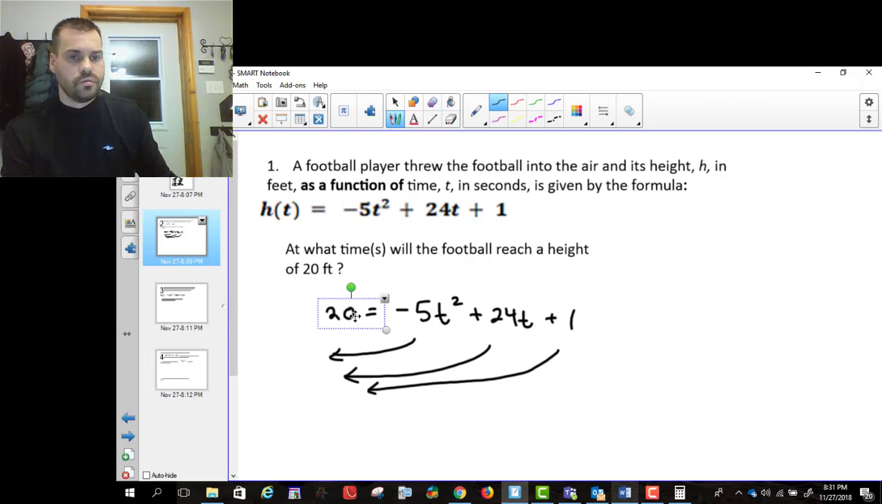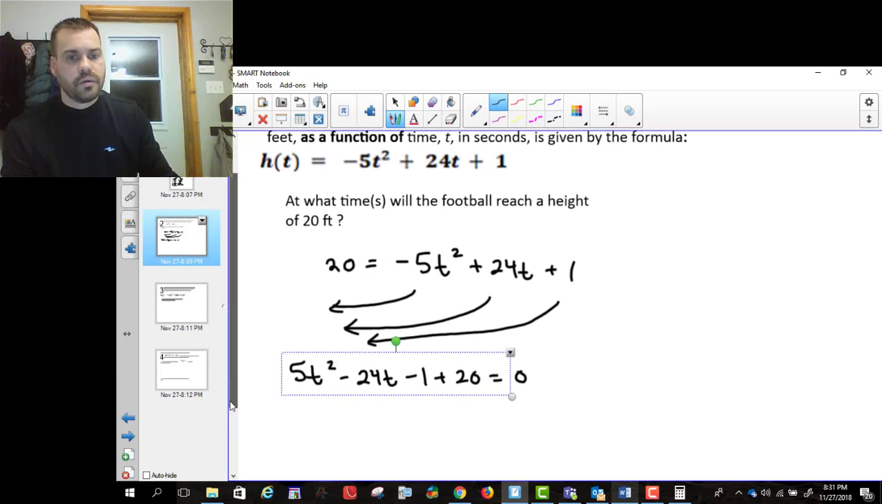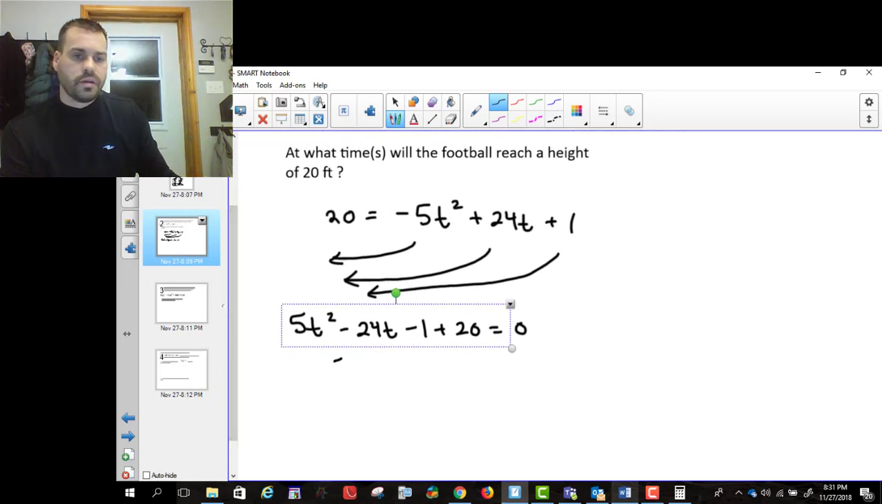Okay, and the other option is to bring the 20 that way, but the reason I'm doing it this way is because there's a negative in front of the t squared. So if I bring it over there, it becomes positive, and I like positive numbers in front of my t squareds. It's entirely up to you. You don't have to do that. I just find it helps. So there's my equation, and then I'm going to get 5t squared minus 24t plus 19 is equal to 0.